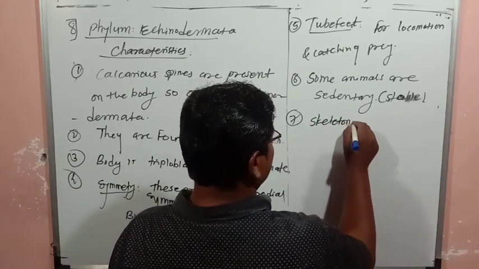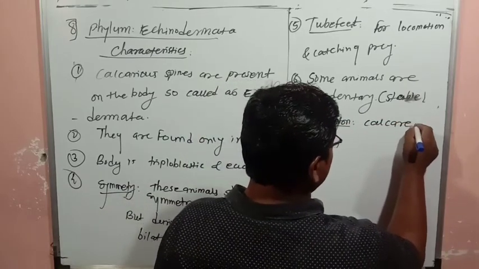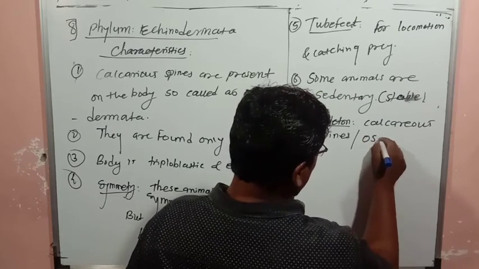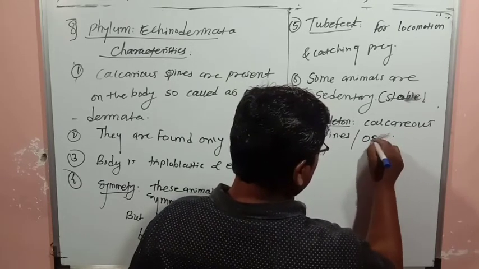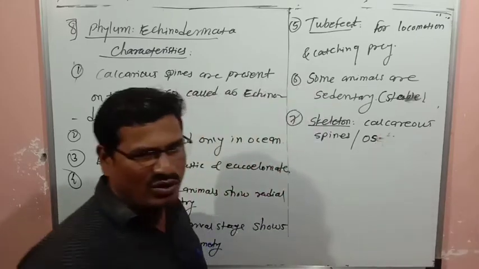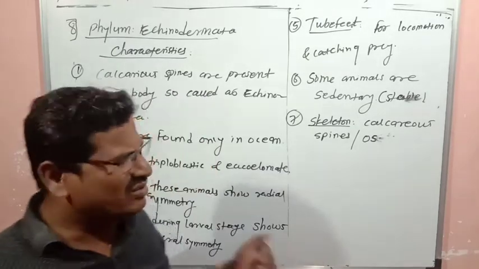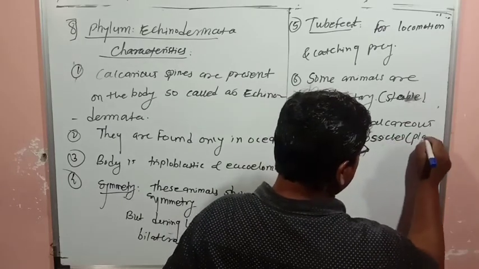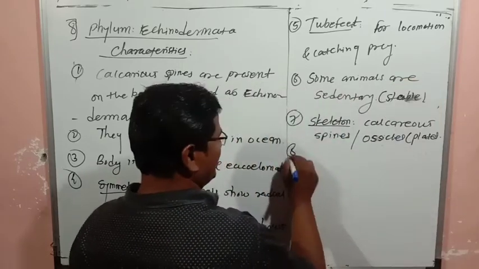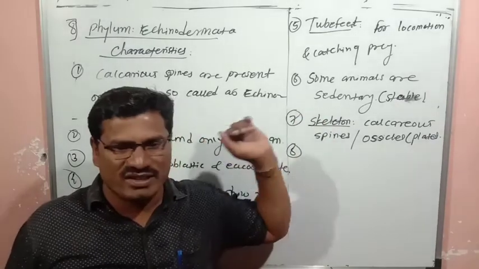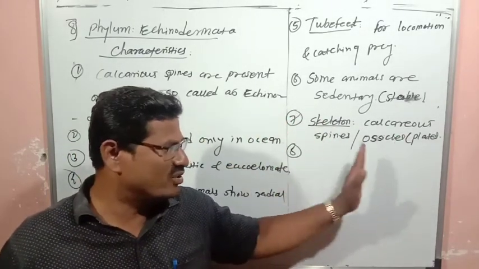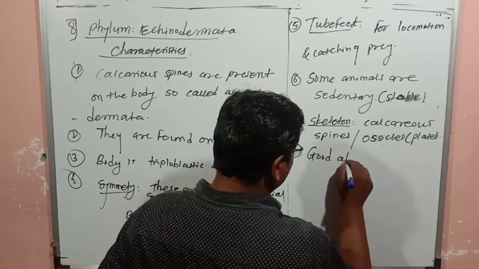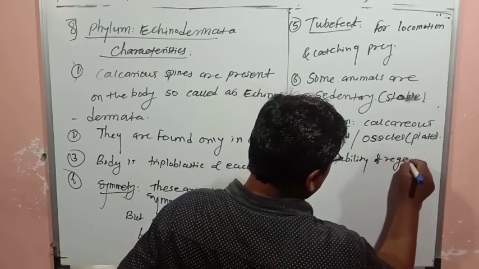Skeleton: calcareous spines or ossicles. They are having ossicles, or you can say plates. Ossicles or plates. Eighth point: the skeleton has calcareous spines or plates, ossicles, plates. They are having good ability of regeneration. Eighth point is good ability of regeneration.